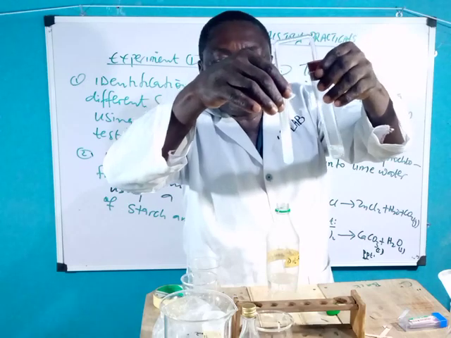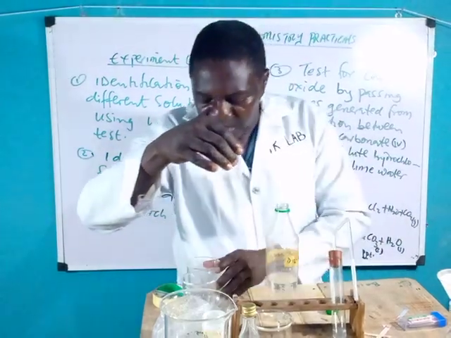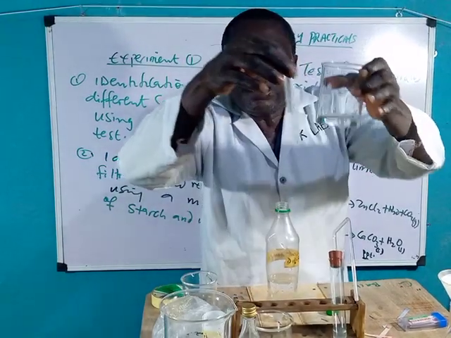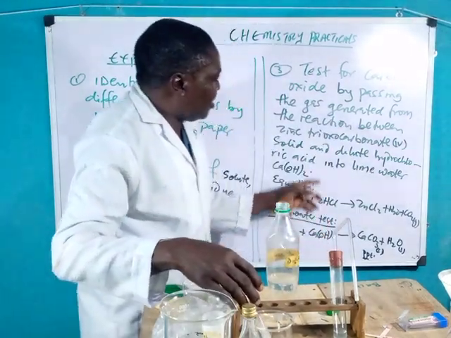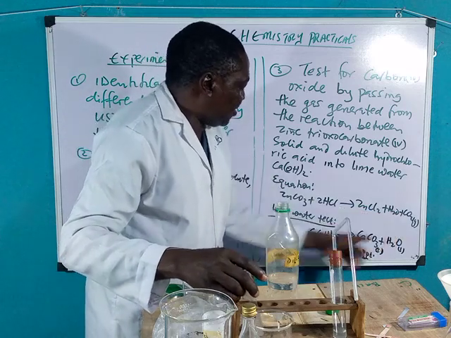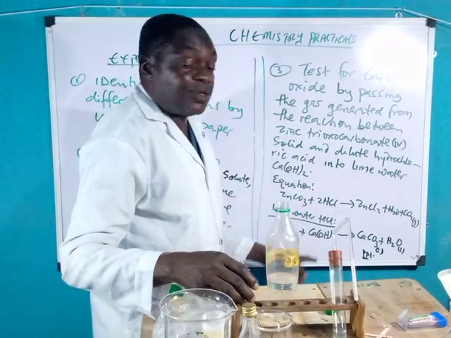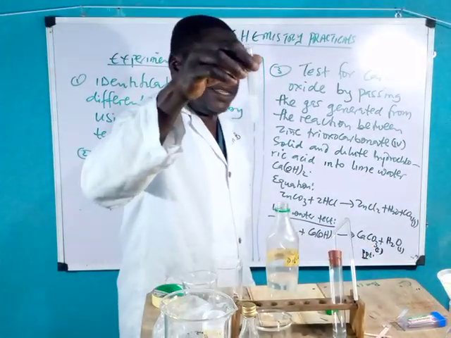So this is the simple test for carbon(IV) oxide. Lime water turns milky. You can compare it with the solution from which it was taken. You see the difference. This is the milkiness we are talking about. So when you pass carbon(IV) oxide into lime water, when it's released from the trioxocarbonate(IV), it reacts with the calcium hydroxide. This calcium hydroxide is also known as lime water, and it forms a solid, which is the white precipitate we are seeing here. That is the solid.